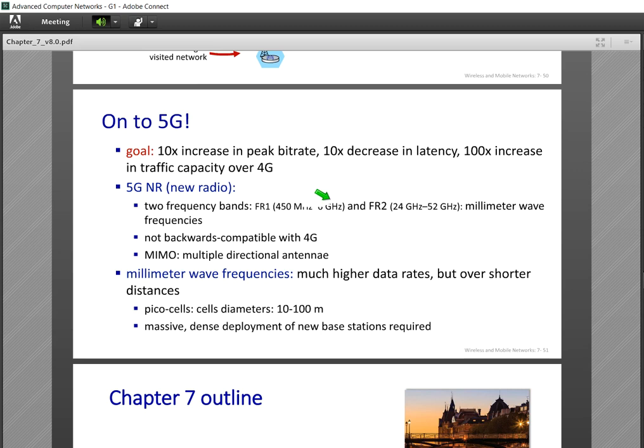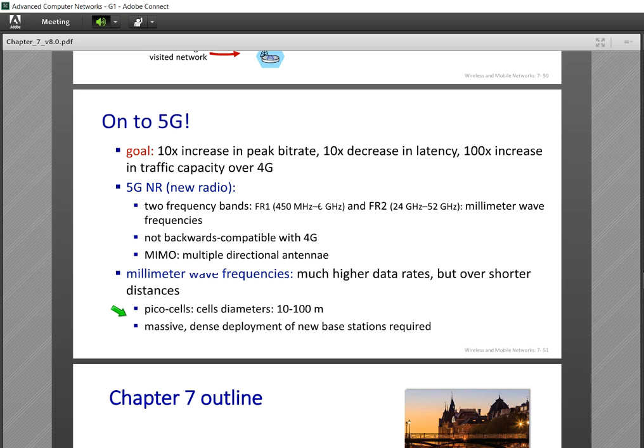And also, those higher frequencies make a shorter communication range. So in contrast with 2G, 3G, 4G technologies, in 5G we have to use picocells. It means that those cells have only maybe 10 to 100 meters radius. Oh, excuse me, diameter. The diameter of those cells is less than 100 meters.